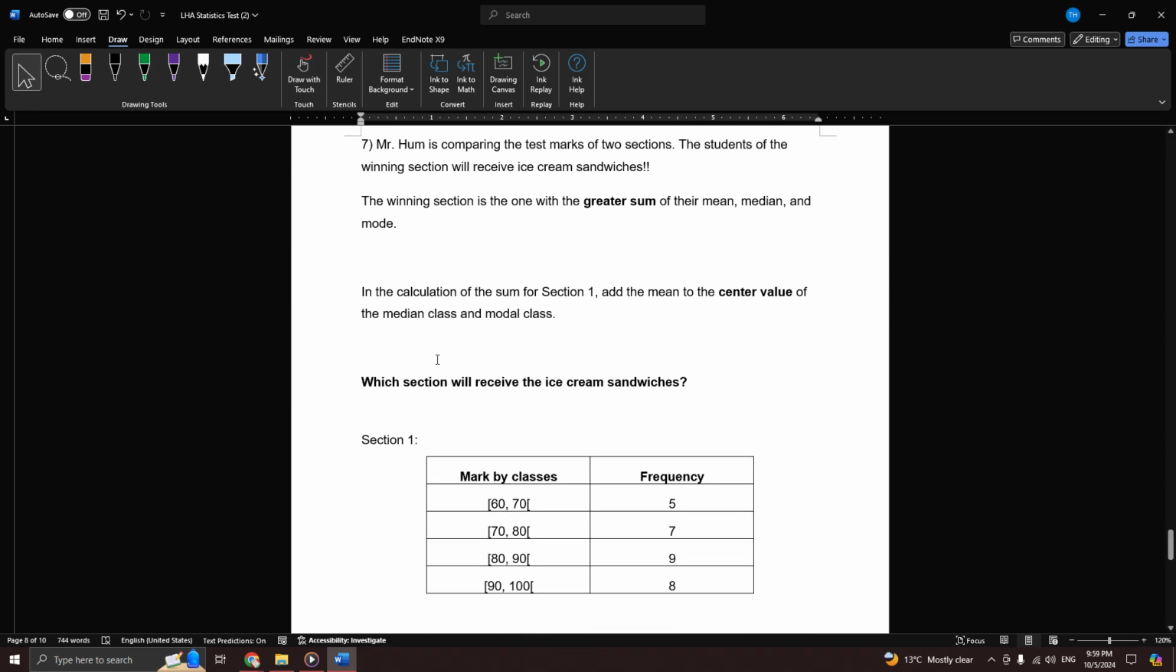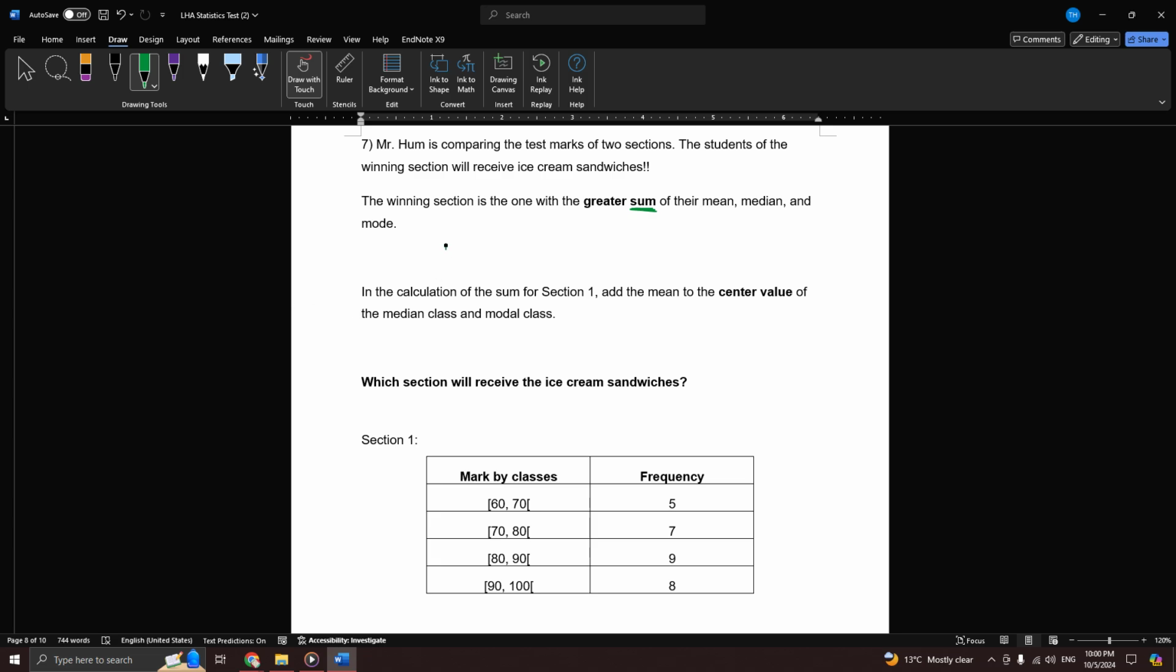Now, question 7. I'm comparing the test marks of 2 sections. The students of the winning section will receive ice cream sandwiches. The winning section is the one with the greater sum of their mean, median, and mode. So remember, sum just means we're going to add things together. So what I want is to find the mean, the median, and the mode of each section. We're going to add them all up, get a score.